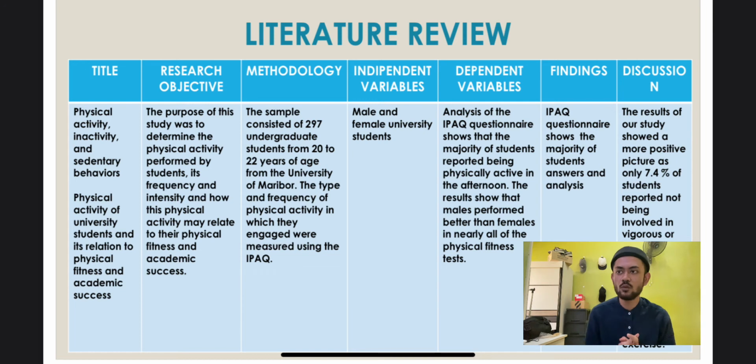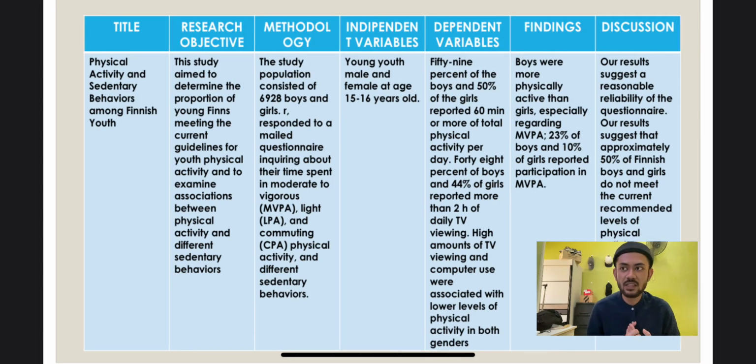Okay, then for the literature review. The first one, the title is Physical Activity, Inactivity and Sedentary Behavior. The purpose of this study was to determine the physical activity performed by students, its frequency and intensity, and how the physical activity may relate to their physical fitness and academic success. Number 2, physical activity and sedentary behavior among Finnish youth. The research objective is to determine the proportion of young Finns meeting current guidelines for youth physical activity and to examine the relationship between physical activity and different sedentary behaviors.